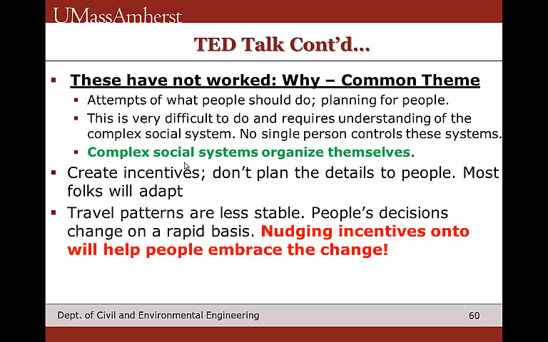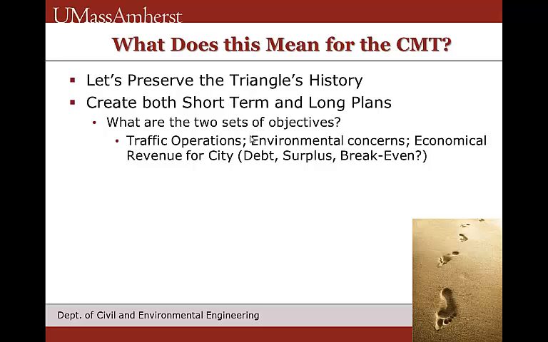Since travel patterns are less stable, people's decisions change on a rapid basis. I mean, it's hard to model how people make decisions, but basically you're nudging incentives in which people will embrace the change. So what does this mean for the Cumberland Mills Triangle? Well, let's first preserve the triangle's history. I think that's important. We want to create both short-term and long-term plans.